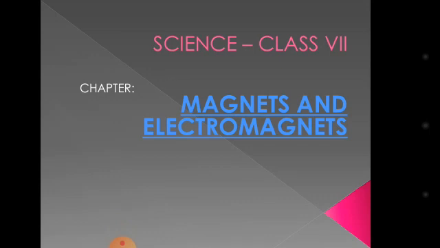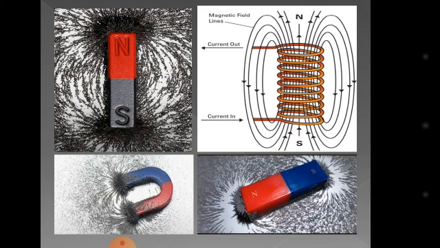Okay, so the chapter name is Magnets and Electromagnets. What are magnets and what are electromagnets, we discuss in detail in this chapter. These are some pictures which show the mechanism of magnets and electromagnetism. The first one is a bar magnet and the blue one is a horseshoe magnet. These are the two forms of magnet.